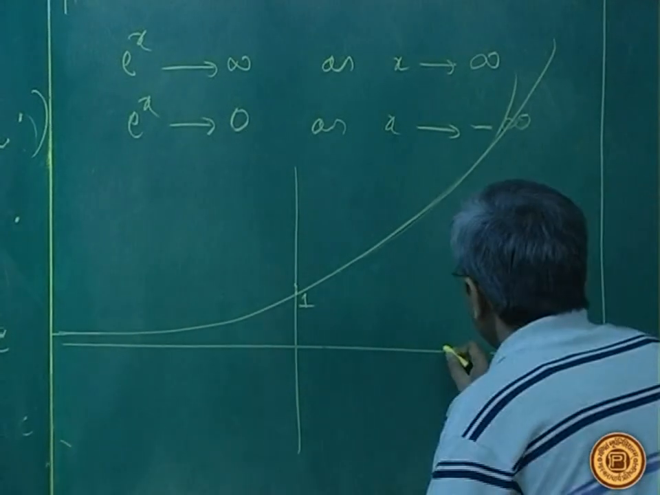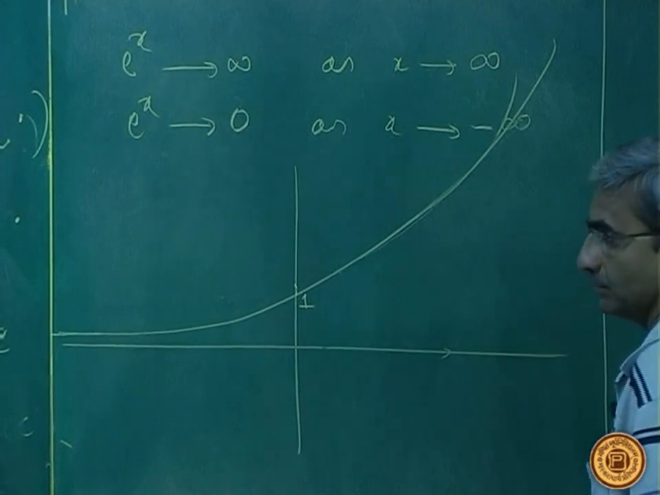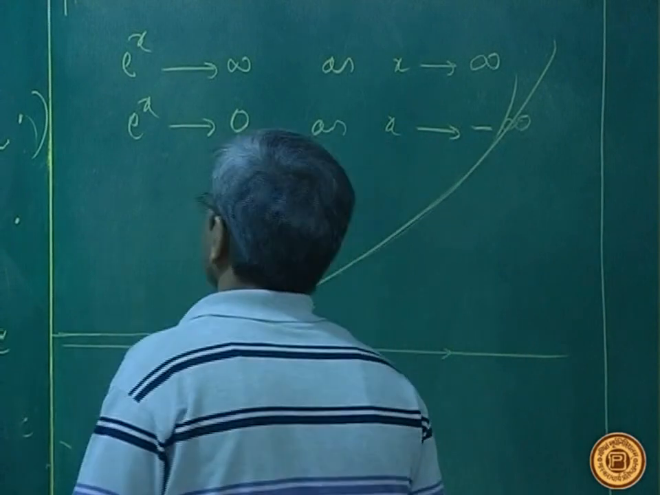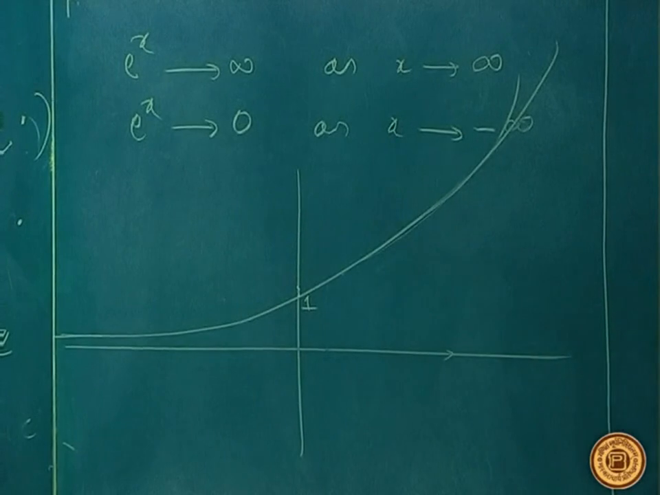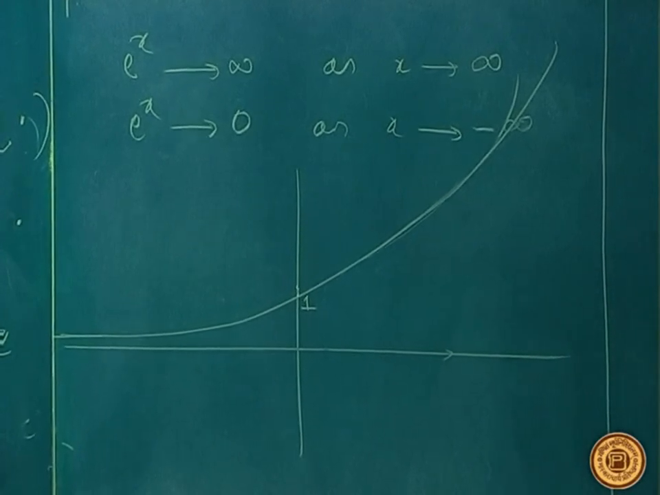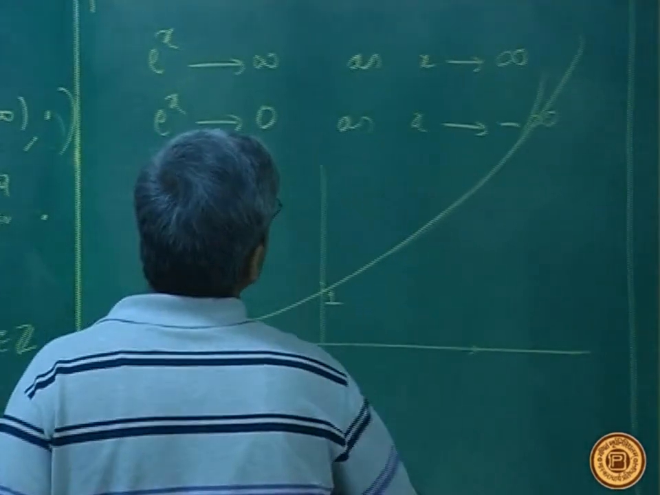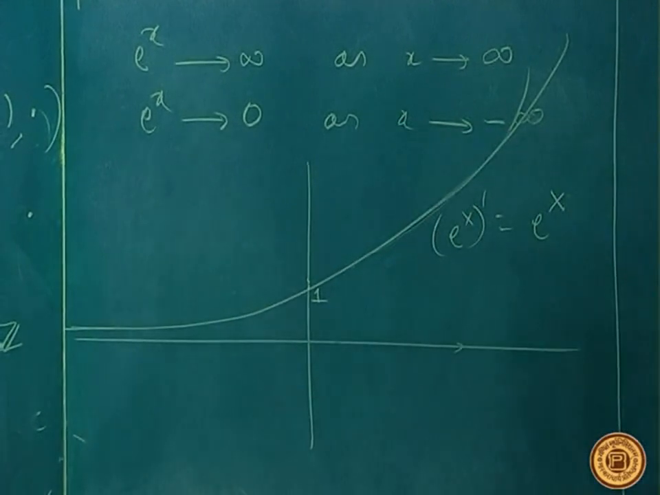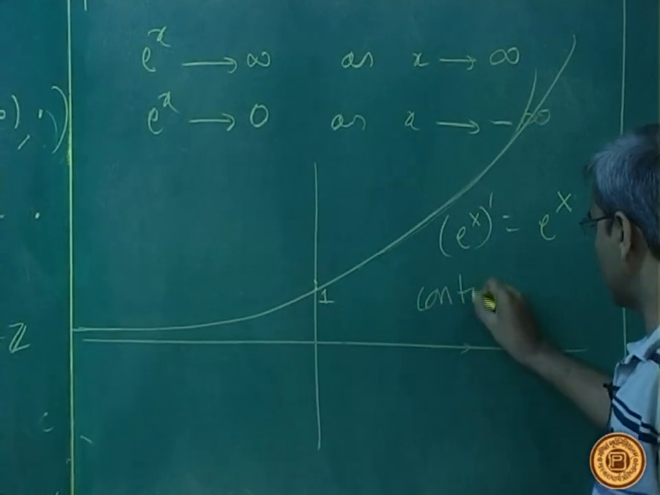As x goes to infinity, e to the power x will go to infinity. In fact, it is an increasing function, since it is 1-1, and further it has this property that its derivative is itself, that is it is differentiable, and the derivative of e to the power x is e to the power x. It is continuous also, because it is differentiable, it is continuous.